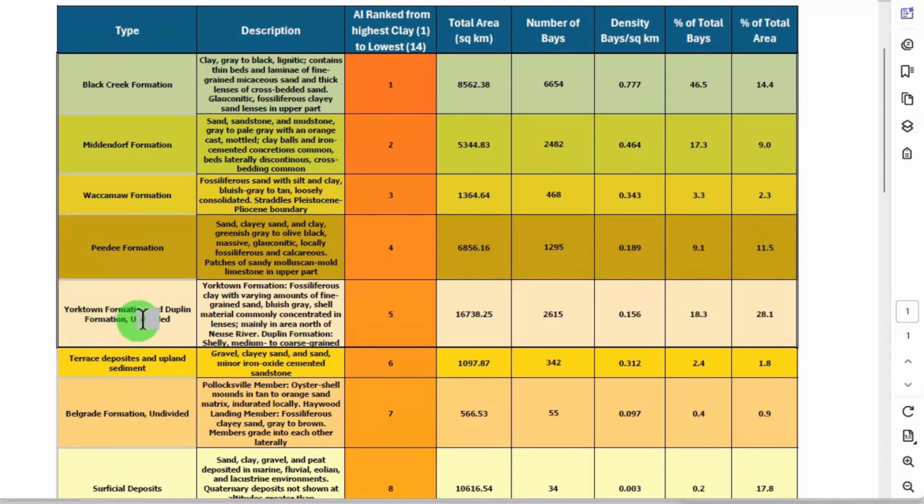Then the Yorktown Formation is really large in size, 16,738 square kilometers. But in that 16,000 square kilometers, there was only 2,615 bays. So this Middendorf is a third of the size and had almost as many bays. Super low loading rate or density, 0.156. That's still about 20% of all the bays, and that's 28% of all the land.